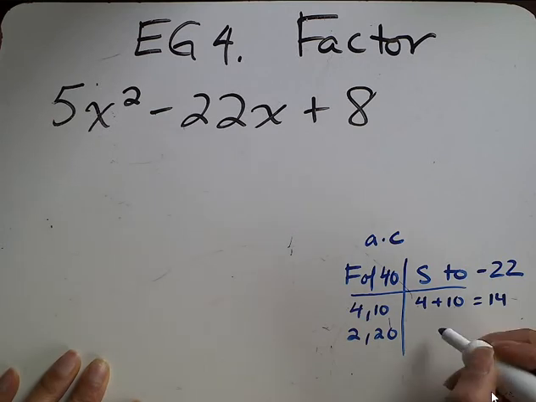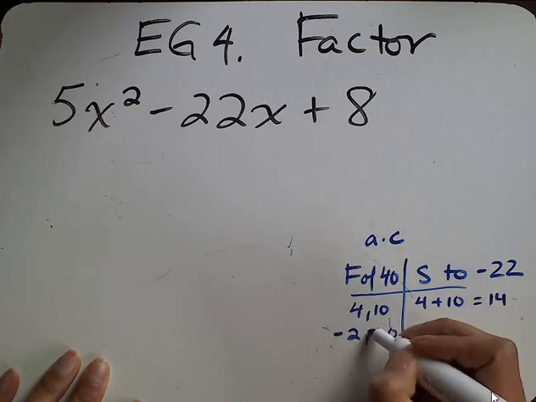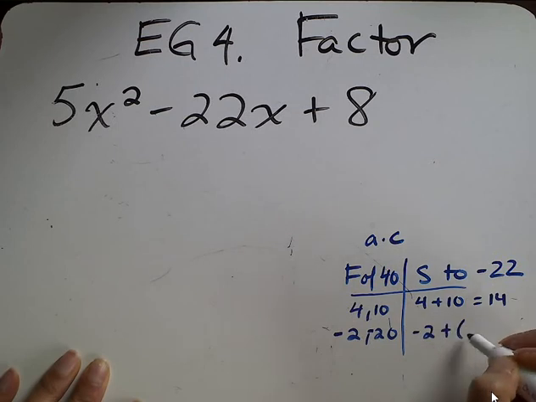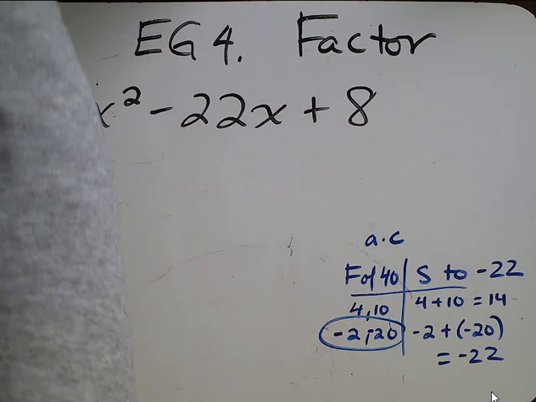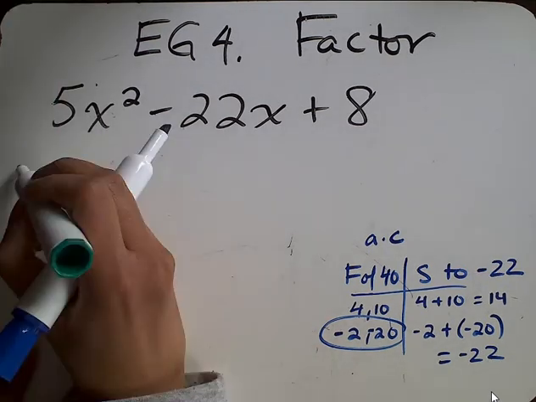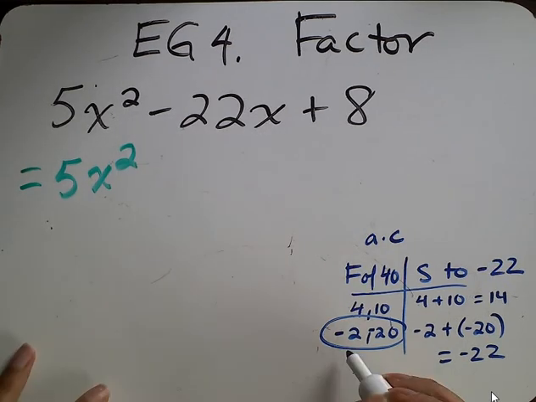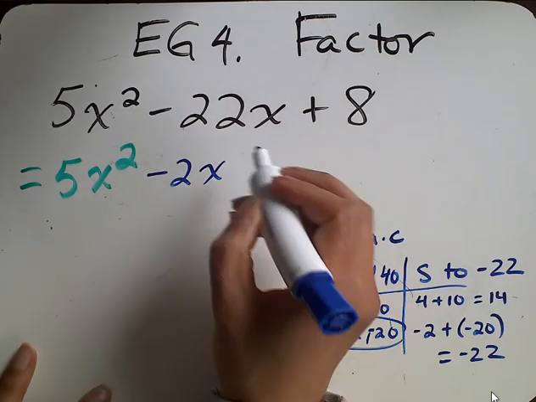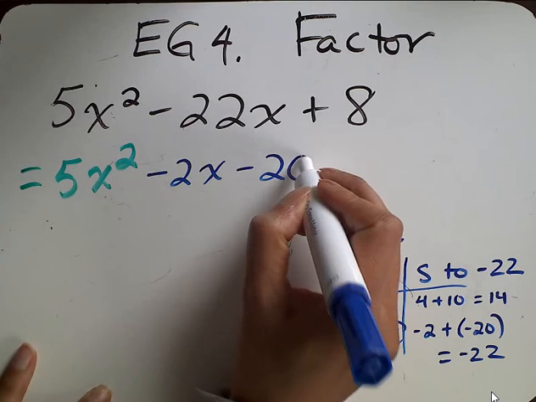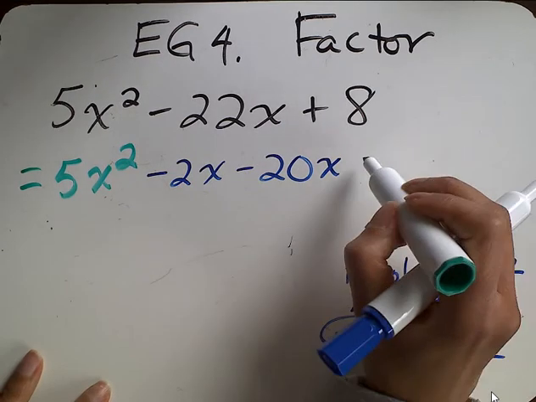Now, 2 plus 20 is positive 22, but I need it to be negative 22. So let's add negatives in front of it. Negative 2 plus negative 20 is negative 22. That's what I want here. Now I'll use 2 colors for this one. We want to rewrite the 5x squared, and we're going to take our negative 2 and negative 20 and use them to replace that bx term. So negative 2x minus 20x equals negative 22x. I have not changed the value of anything.